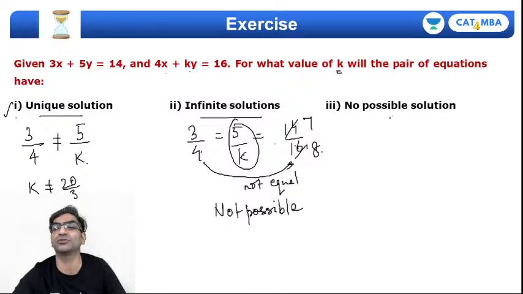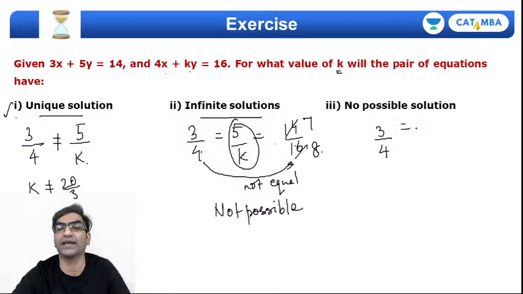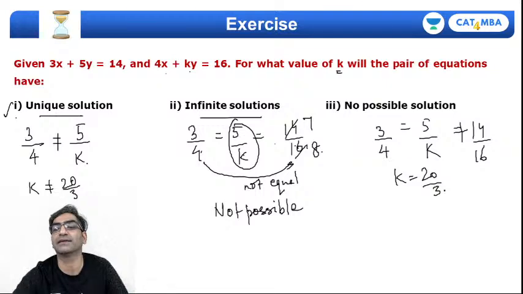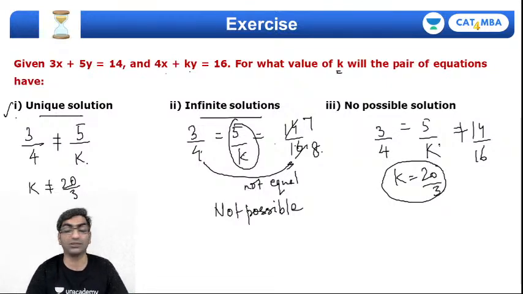Whereas, when will it have no possible solution? No solution at all will happen when 3/4, the ratio of x coefficients and the coefficients of y, 5/k should be equal, but not equal to 14/16. Well, I can make that happen, right? Because if I equate this, I'll get k equal to 20/3, right? So when k is equal to 20/3, it will make these two fractions equal, but the third fraction will still remain unequal. So it will give me a case of parallel lines, so no solution, right? So of all the infinite values that k can take, only one value gives me no solution. All other values will give me a unique solution, right?